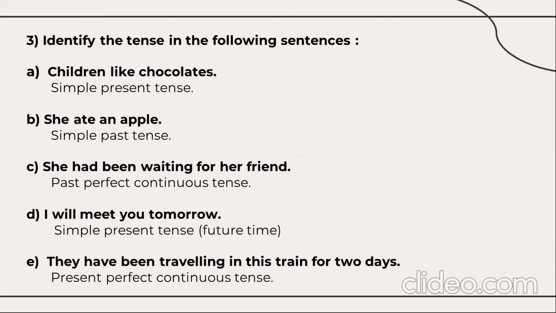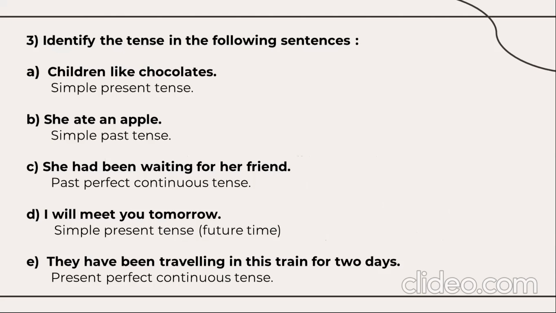Now question number 3, from time and tense. Here 5 sentences are given and you need to identify which tense each sentence belongs to. Question number 1: children like chocolates. This sentence reflects simple present tense. She ate an apple. This sentence reflects simple past tense. Ate is the past tense of eat.